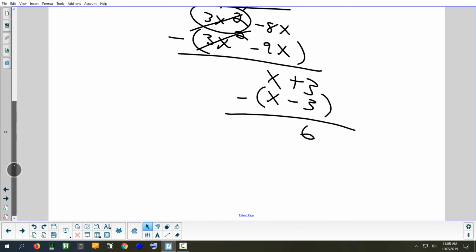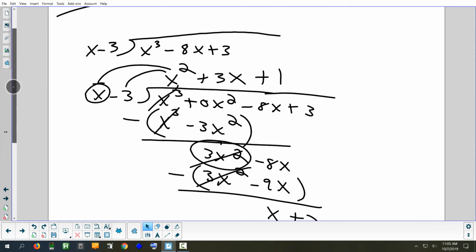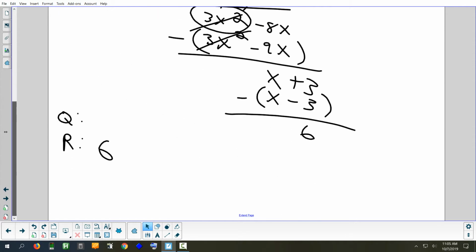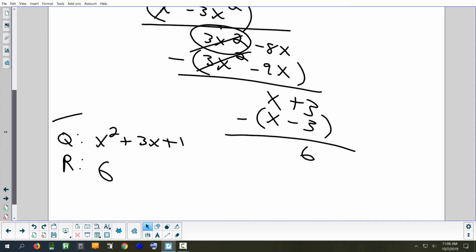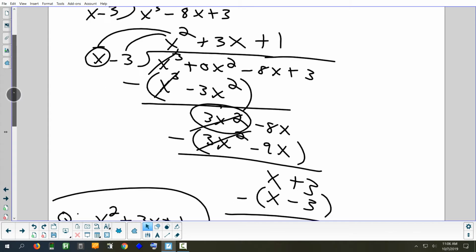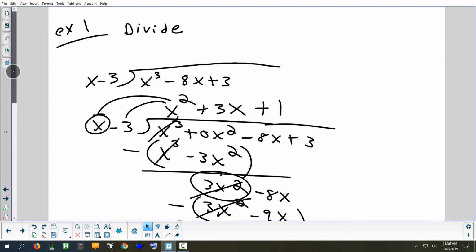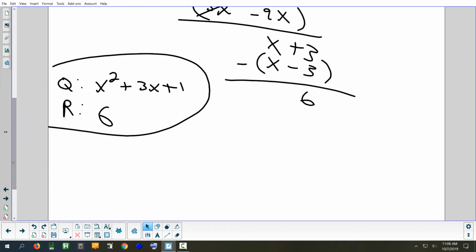So there's a couple ways we can write our answer. We can write quotient and remainder. So the remainder was 6. Quotient, x squared plus 3x plus 1. That's one thing. No, you would write not a factor if the question was, is it a factor? Yes. This just said to divide. So just divide. Okay. And just tell me quotient and remainder.